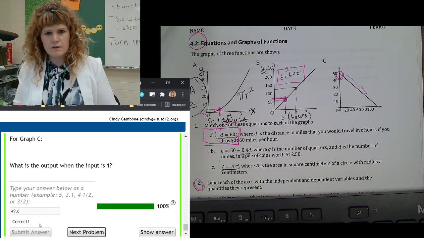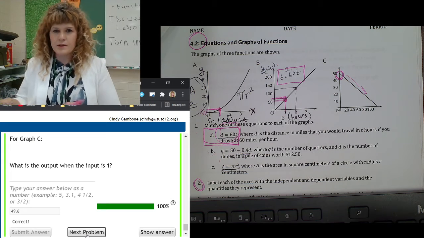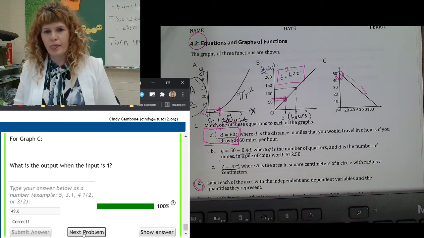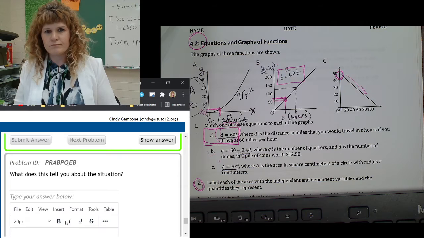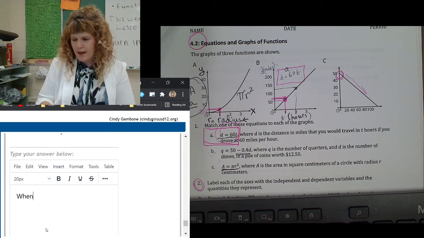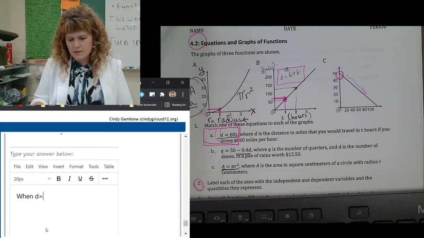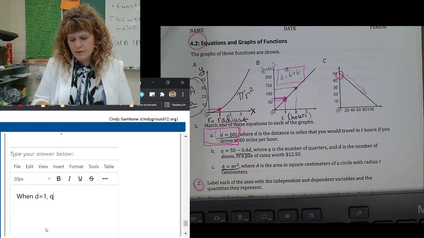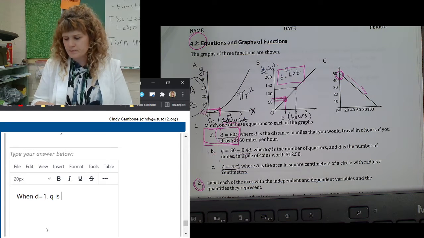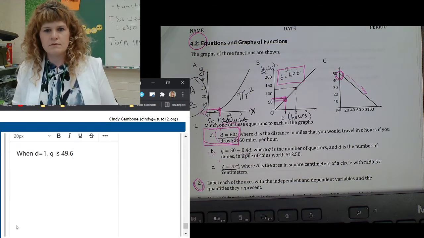49.6. I just did the math in my head. I want you to do it on your paper, though. I should have said that. What does this tell you about the situation? It tells me that when D equals 1, Q is 49.6. Easy.